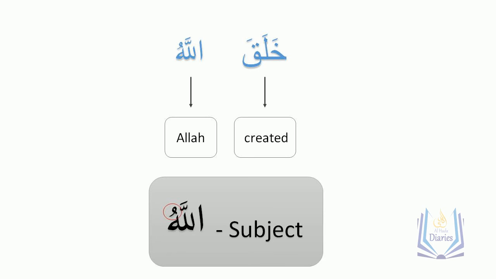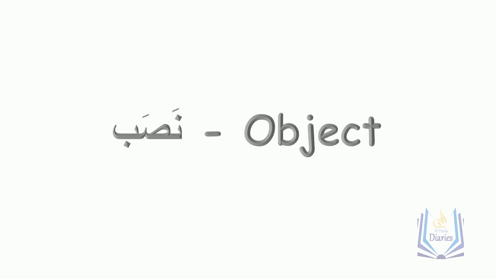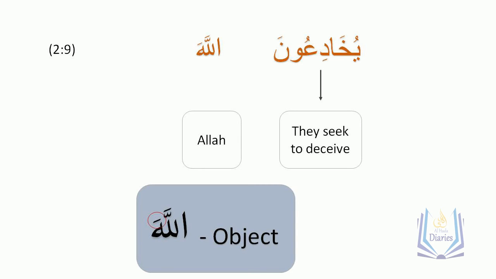Let's look at the second concept, that is the nasab. The nasab is when something is an object, when something is receiving the action. For an example, in Surah Baqarah in ayah number 9, we see the example of yukhadi'un Allah. Who is doing the action? They. Allah is not the doer here. Allah is not doing the action. They are doing the action. Allah is the object. So Allah gets a fatha.